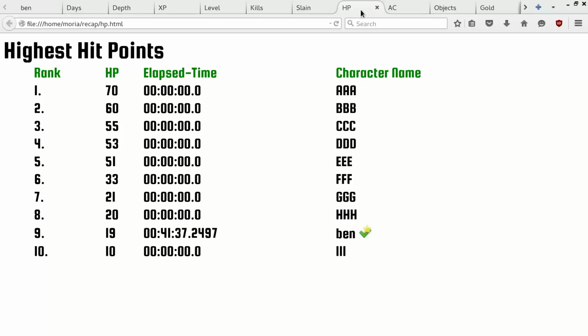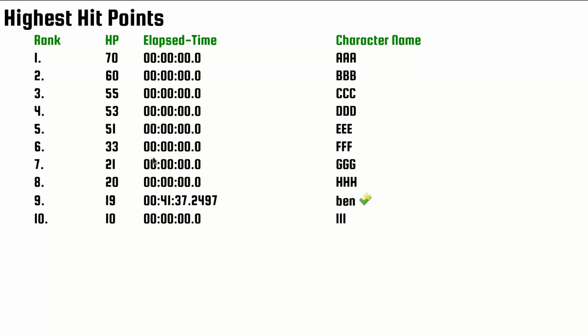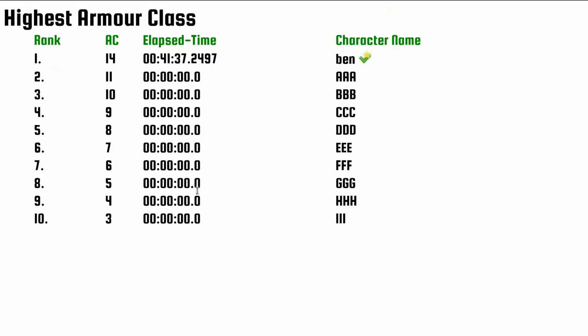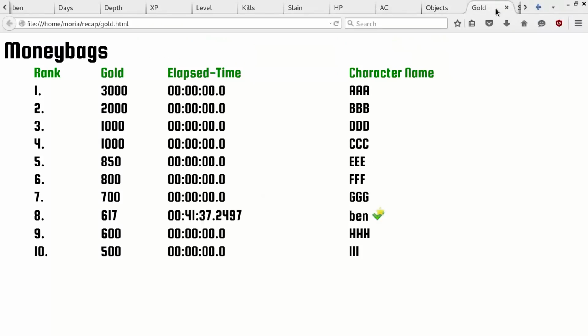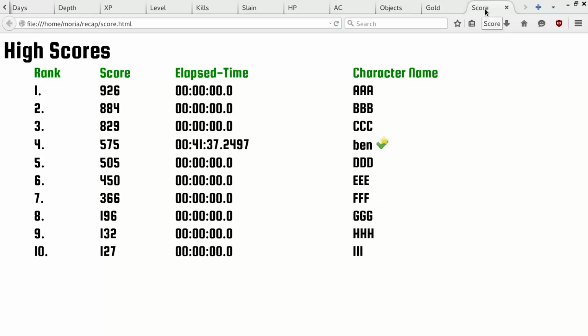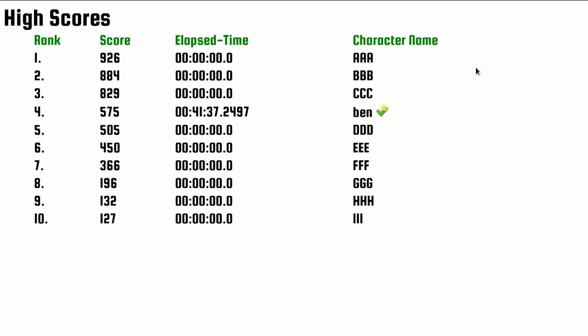Hit points. Rank number 9 with 19. Almost number 8. The AABBs, they're all just placeholders. Armor class 14. Objects picked up, 19. Gold, 617 topped out at, and our Moria score is 575. All right.